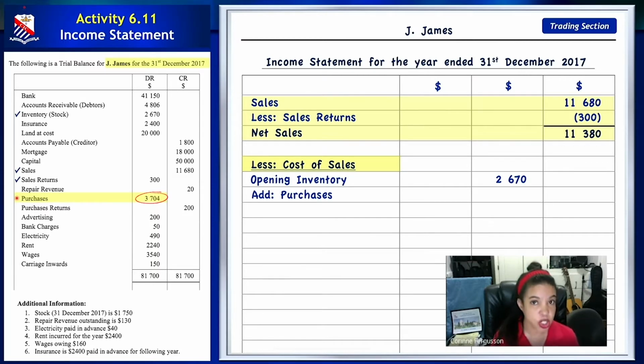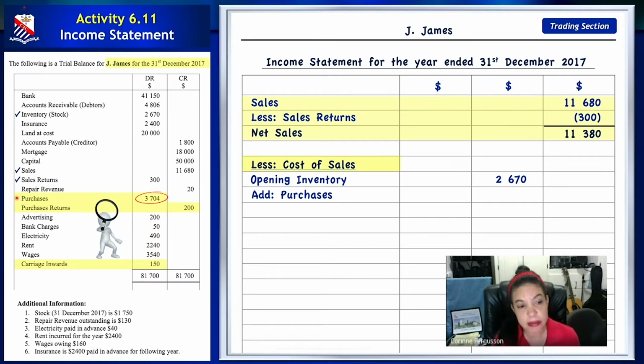What adjustments do we usually have to do? Two adjustments to purchases, which would be, are there any returns outwards, also known as purchases returns, and carriage inwards? So you have to go into your trial balance and look to see if you have any of those two things that would adjust the purchases figure. And you would see that yes, we do. We have a purchases return of $200 and we have a carriage inwards of $150.